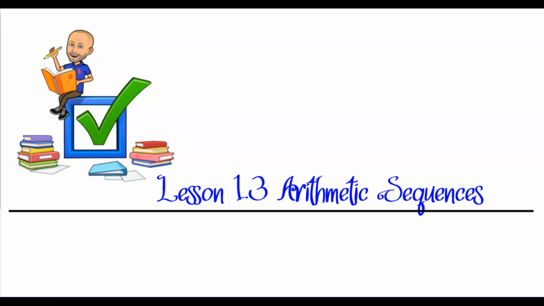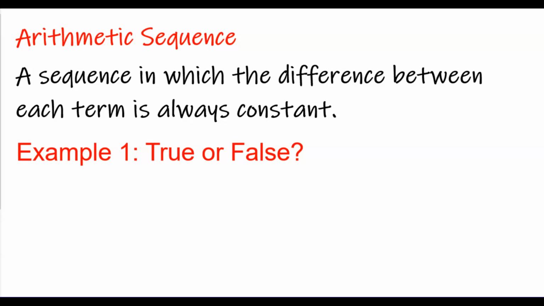Okay, this is lesson 1.3 on arithmetic sequences. We've taken a look at some of the review concepts from the first lesson, and we learned about functions and sequences in the last lesson. Today we're going to look at something called an arithmetic sequence, and it's defined as a sequence in which the difference between each term is always constant. We saw that in the last video, that we had a constant difference.